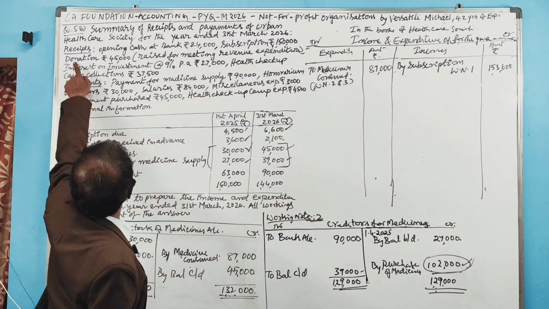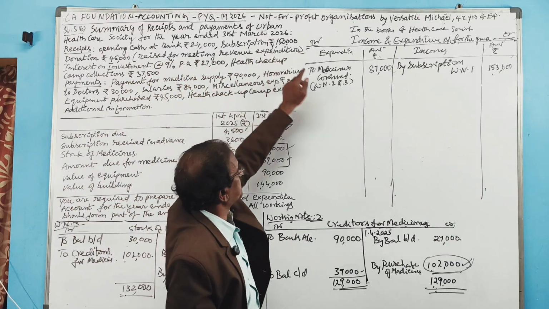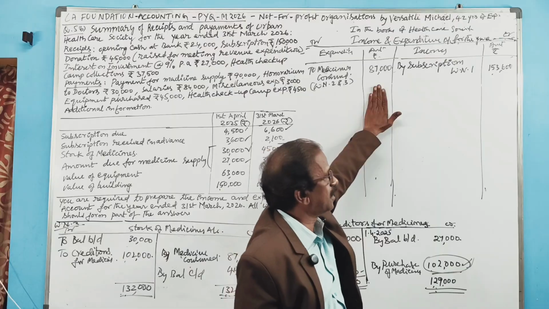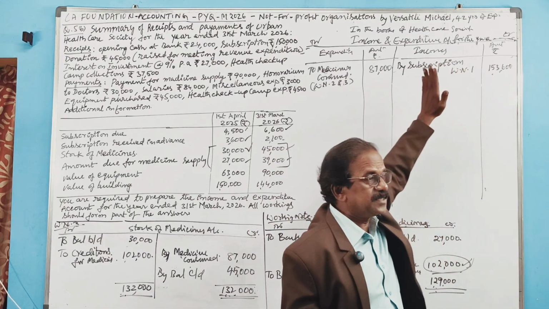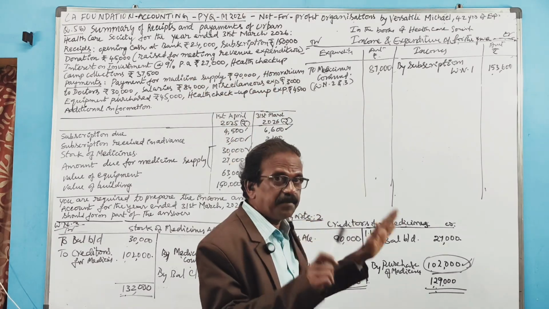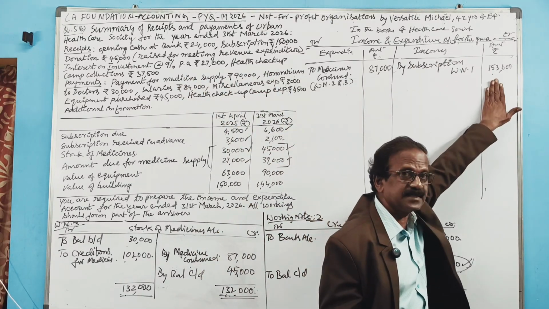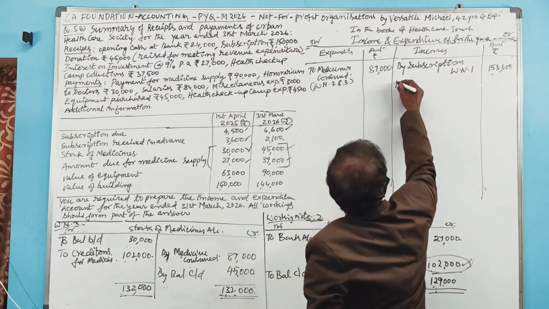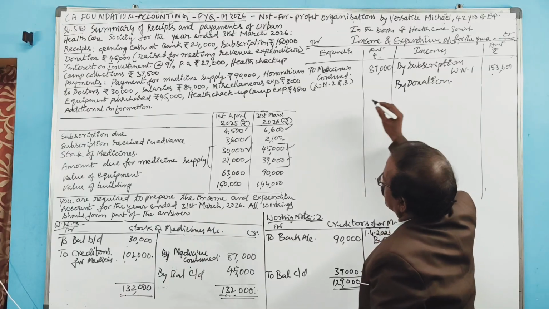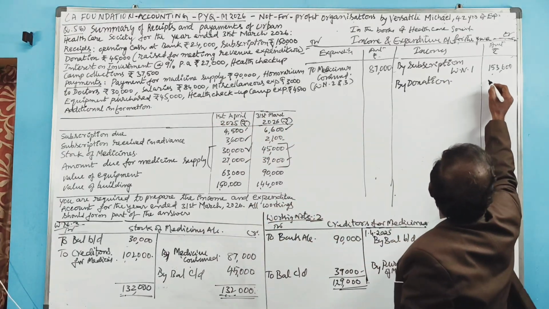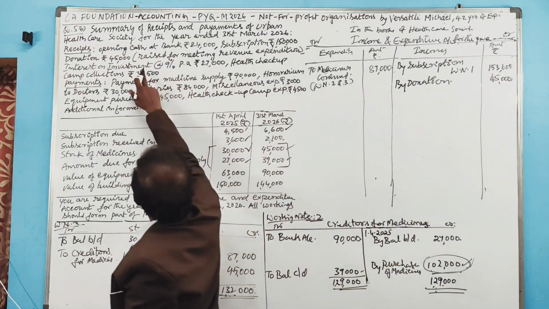Here it is clearly mentioned that raised means collected for meeting a revenue expenditure. Here revenue expenditure will come, here revenue income will come. So since this donation can be used for meeting these expenses, you can take that donation here as income by donation. How much is that? Donation 45,000.